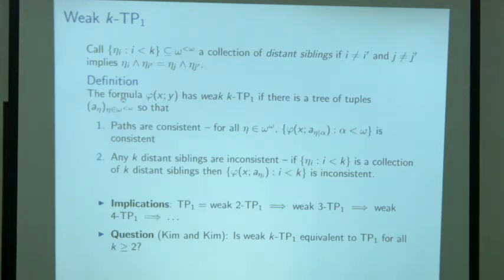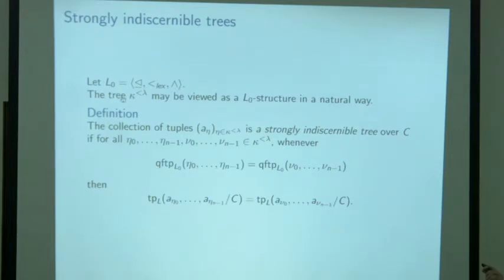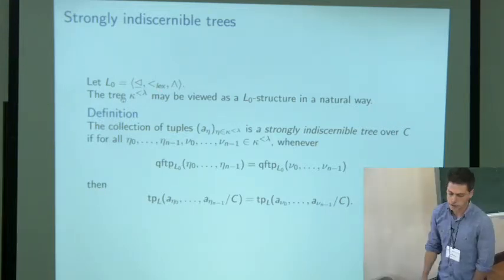Okay. So we'll settle this using some strongly indiscernible tree arguments. So I should tell you what a strongly indiscernible tree is. So we work with the following language on the index model. So I'm going to have the tree partial order, a lexicographic order, and the binary meet function. And I can view the tree kappa less than lambda for infinite cardinals kappa and lambda, or kappa could be 2, that's fine too, as an L naught structure in a natural way. So I interpret this as the tree partial order, this is the lexicographic order, and the binary meet function.